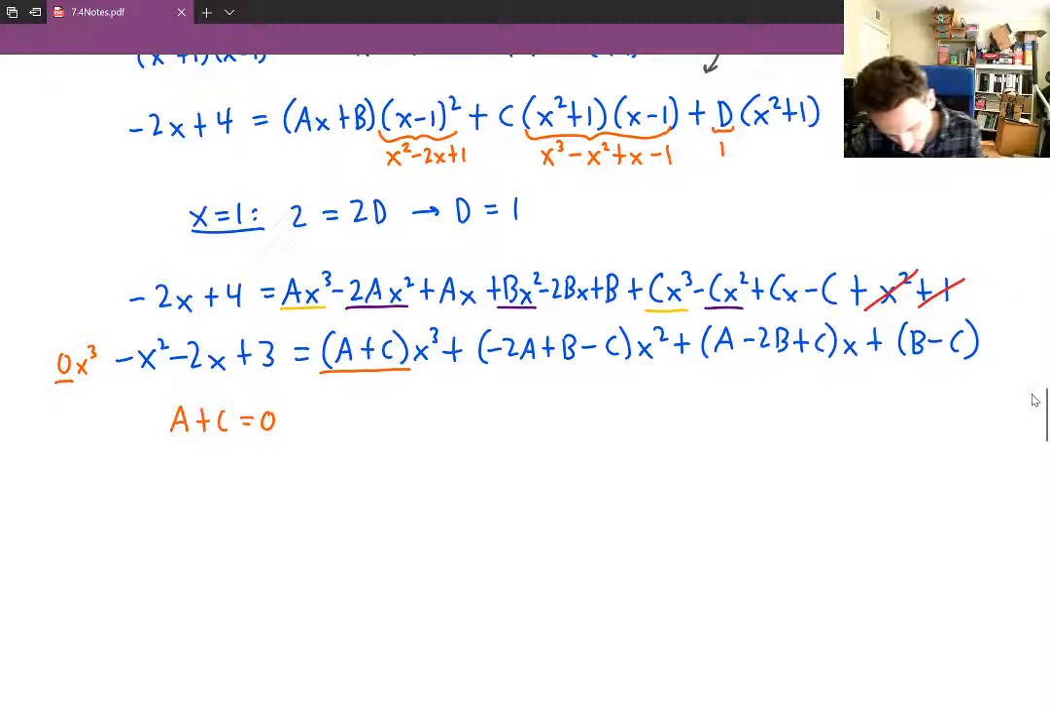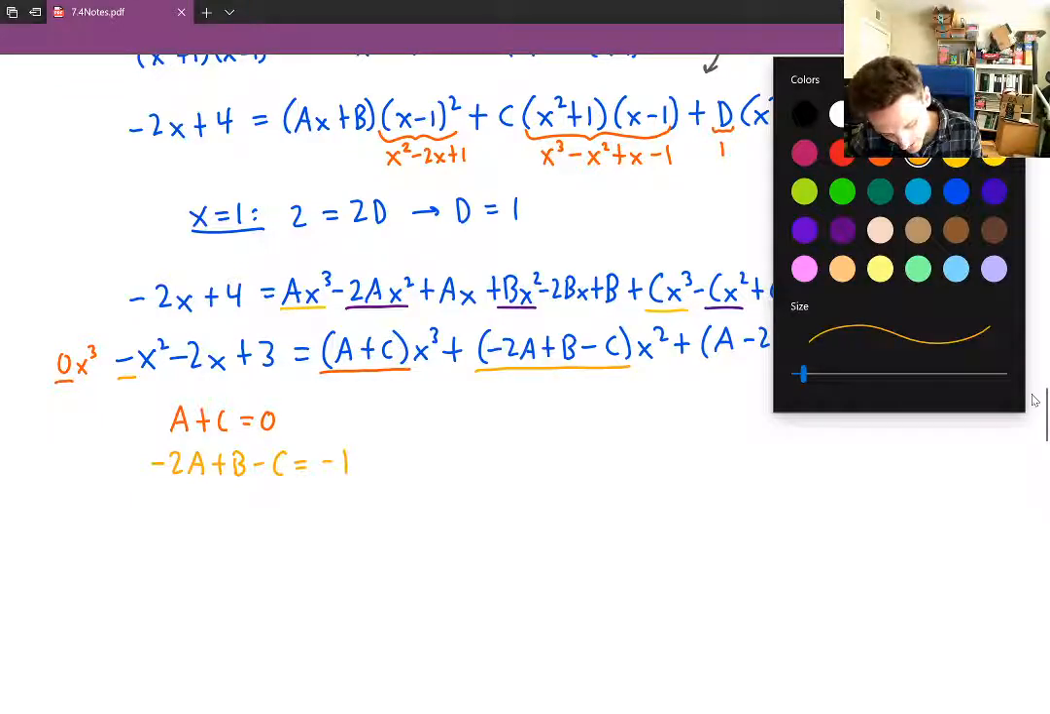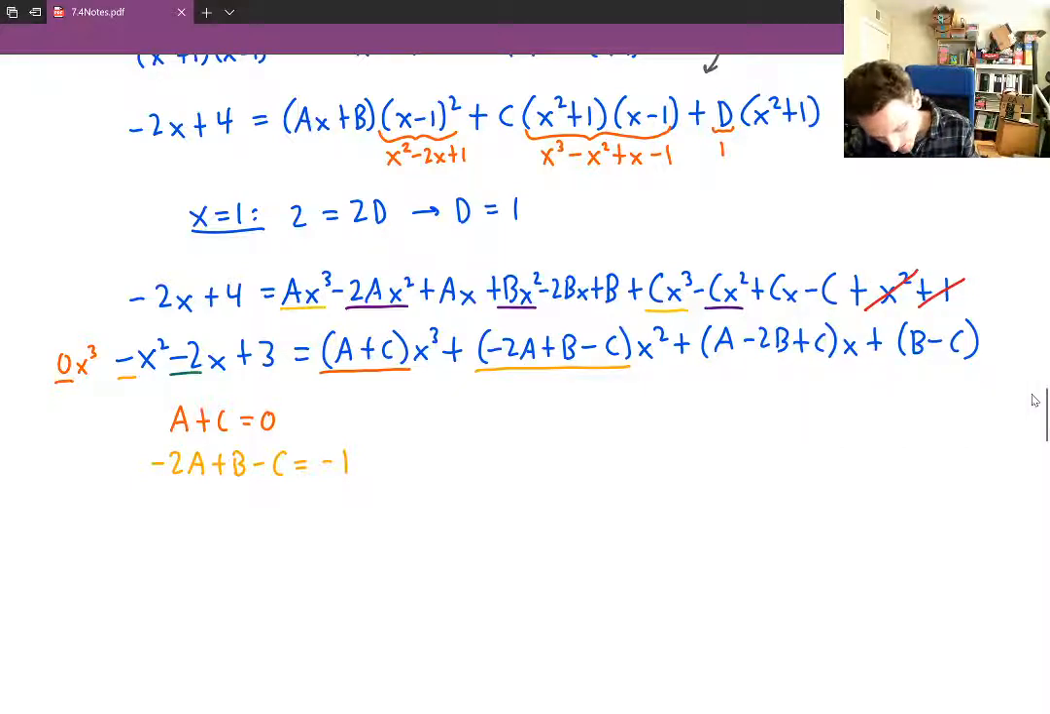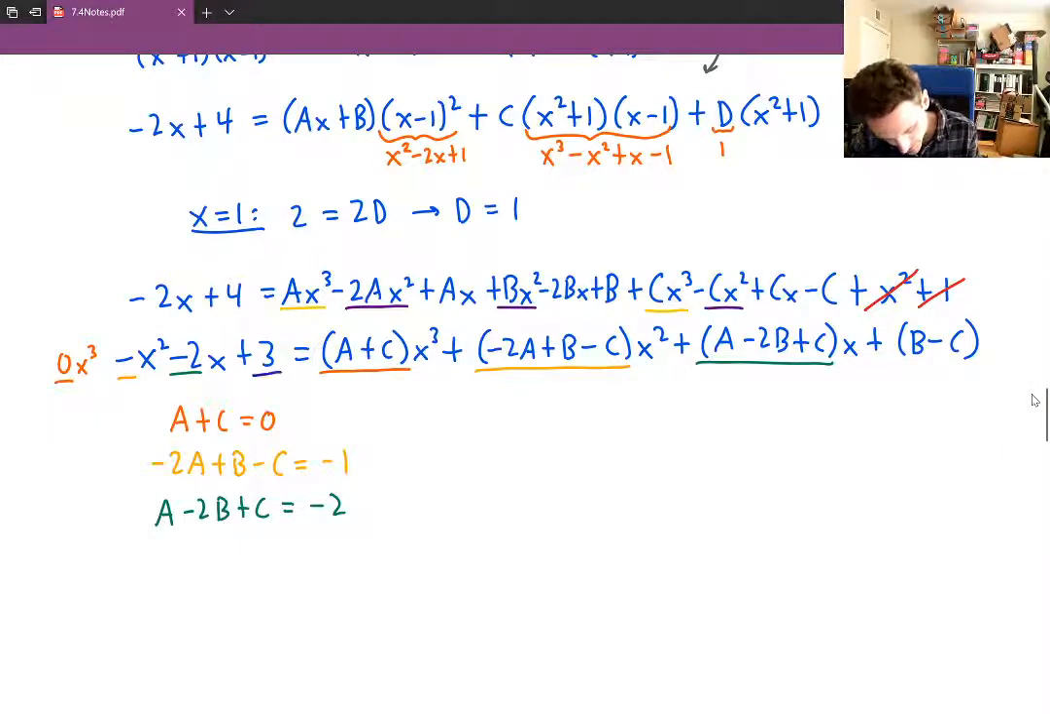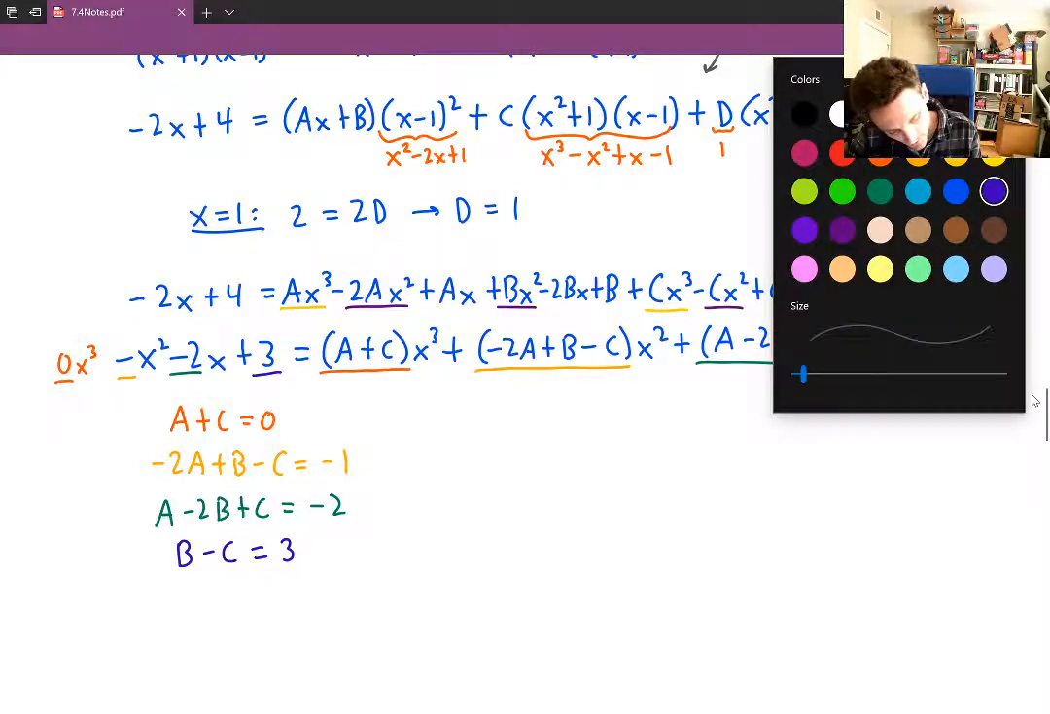Then we'll look at the coefficients of x squared. We'll match those. So we have negative 2a plus b minus c equals negative 1. Then we'll match the coefficients in front of x. So we get a minus 2b plus c equals negative 2. And then match the constant coefficients. So we get b minus c equals 3. So there's our system of equations.